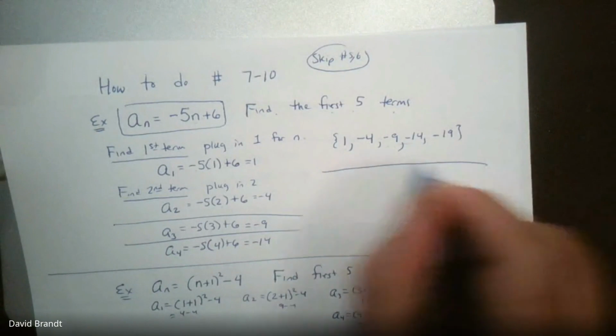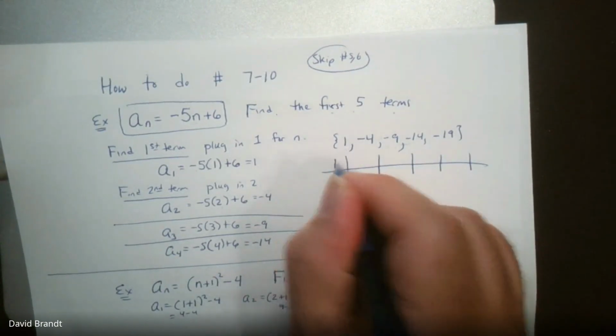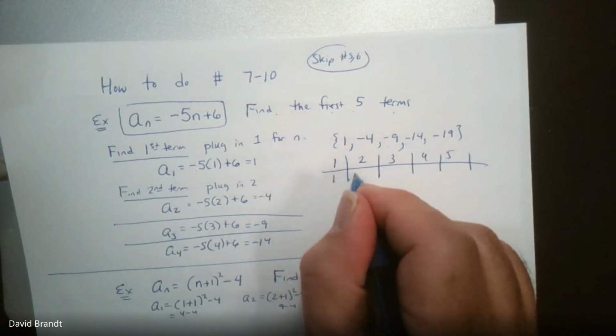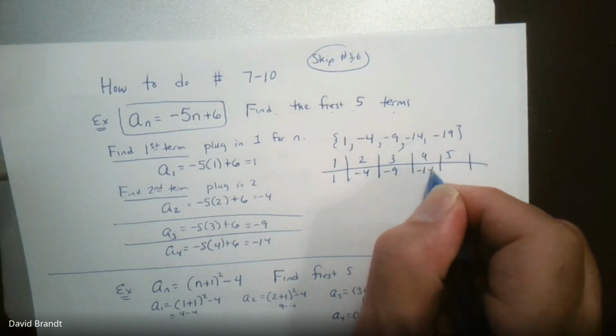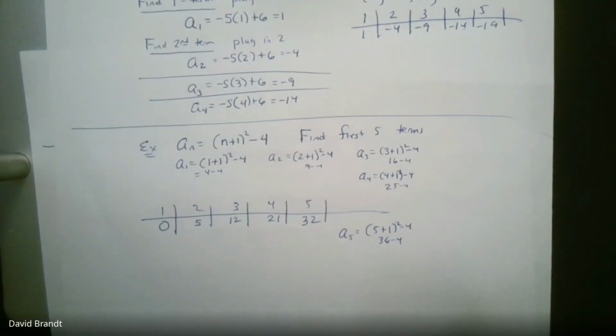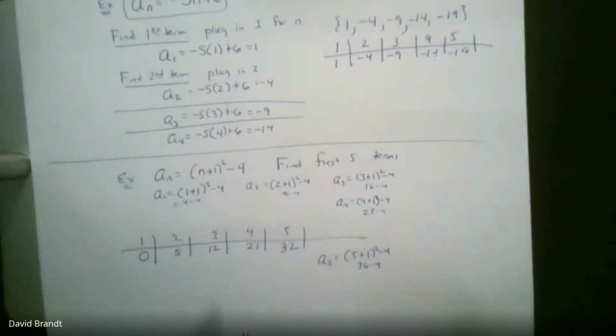Now, up here, I could have written the results the same way. All right. Term 1, term 2, term 3, term 4, term 5. Term 1 is 1. Term 2 was negative 4. Term 3 was negative 9. Term 4 was negative 14. Term 5 is negative 19. So you can organize your work in a table like that. All right, so you should be able to do the next few problems through 10. When you get to the end, watch the next video.